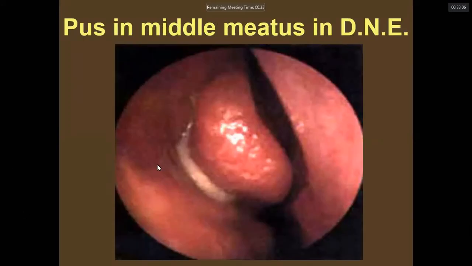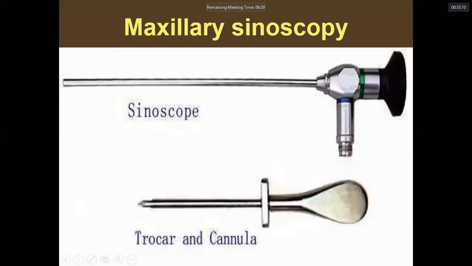So you can see that there is some pus here. This is what I mean. This is the trocar and cannula. We puncture, take out the trocar, and through the cannula we irrigate, so that all of the pus and everything is taken out, and the patient feels so much relieved.